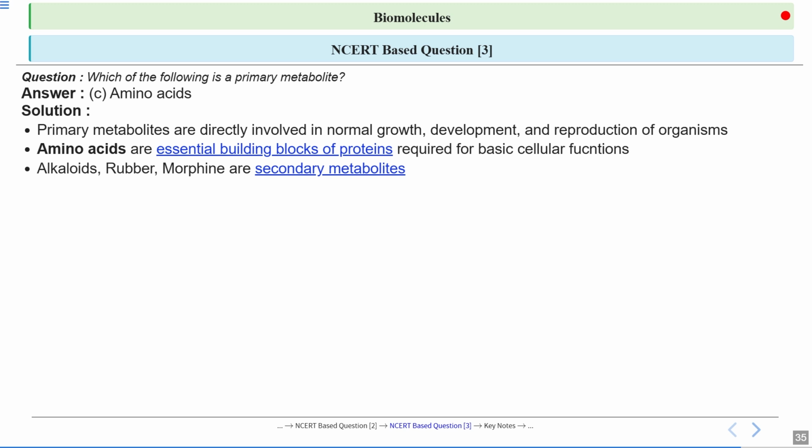Now, alkaloid, rubber, and morphine are the secondary metabolites. Clear? They are produced as a byproduct of metabolism as well. So the plant or the organism, or the microorganism, produces these as a kind of defense mechanism also.